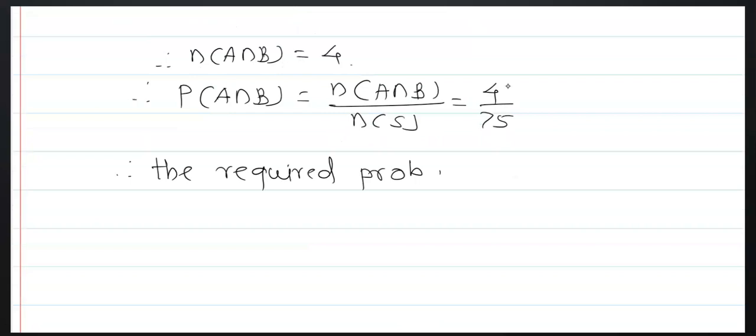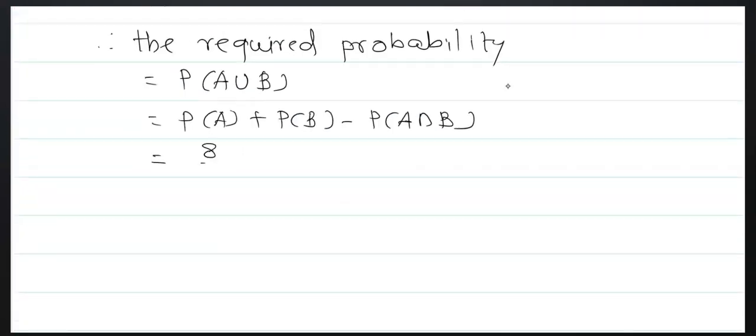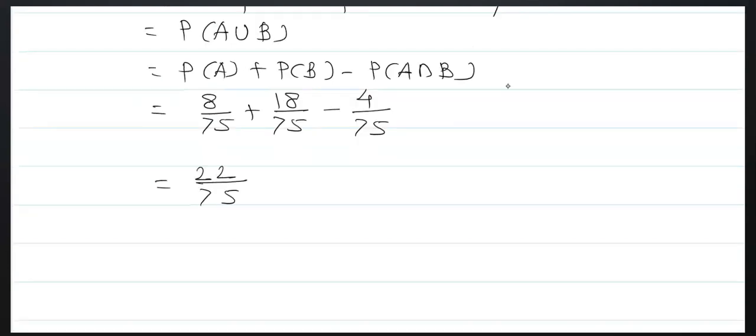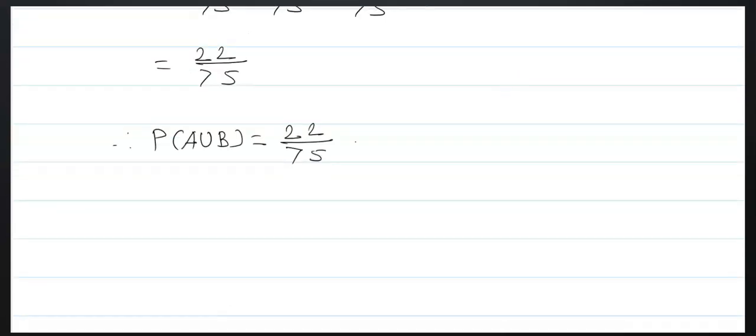Therefore, the required probability P of A union B is equal to P of A plus P of B minus P of A intersection B, that is 8 upon 75 plus 18 upon 75 minus 4 upon 75, which is 22 upon 75.